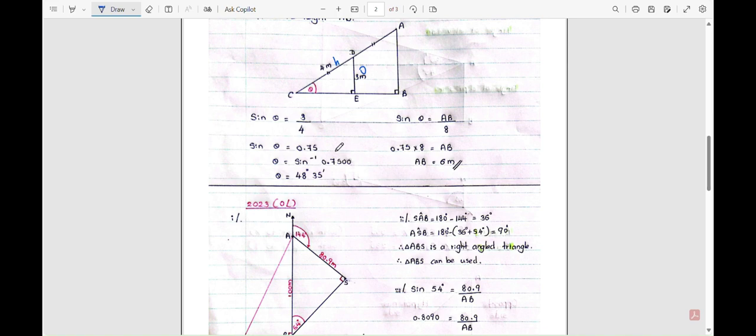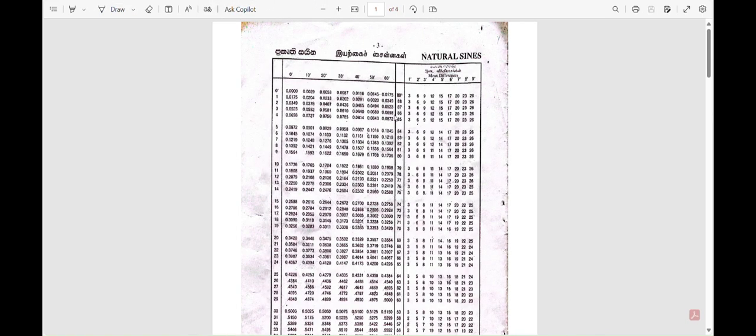So how can we find this one? We have to use this sine table. Now you can see this is the sine table. Here it is mentioned as natural sines. Now we are not going to find sine, we have to find the sine inverse. Sine inverse always means you have to check where that value 0.7500 is among these values.